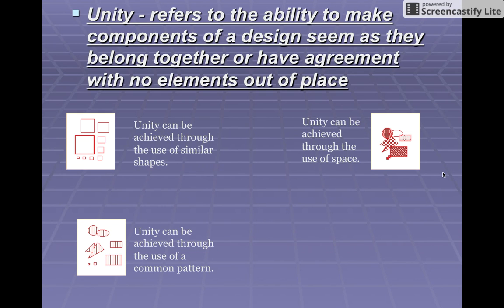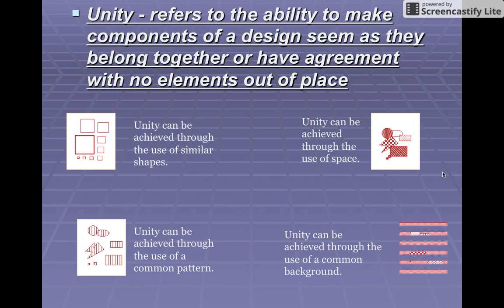Third, through a common pattern. You can see the spaces all over the place, the shapes are all over the place, but because they all share the stripes, our brain again naturally associates a group together. So we have the unity. And then lastly, a common background. So again, the shapes all over the place, space all over the place. Now our patterns are all over the place, but because they all share that common background, our brain naturally thinks they belong together, so we have unity.